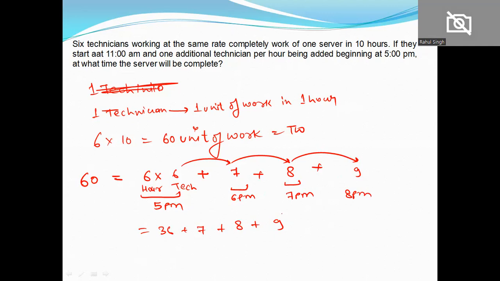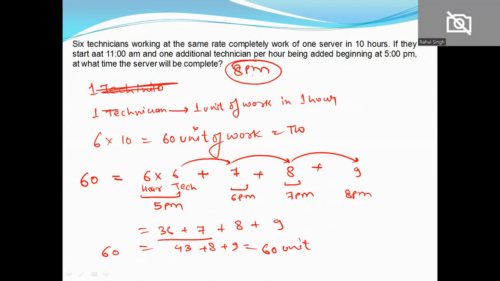So this is 43, 43 plus 8 is 51, 51 plus 9 is 60. So LHS equals RHS. So at what time? The work will get completed by 8 p.m.